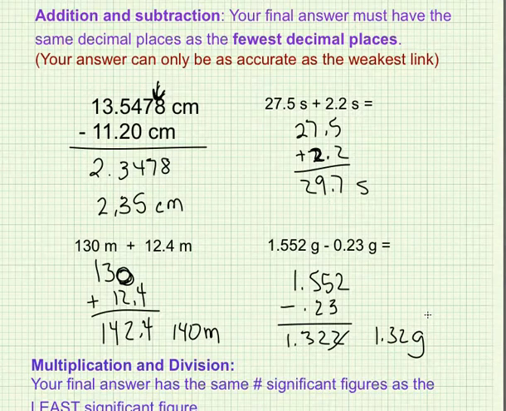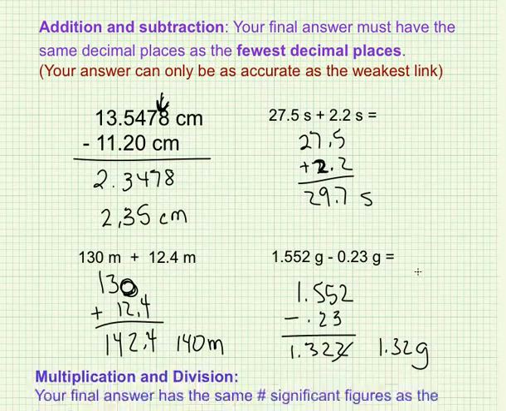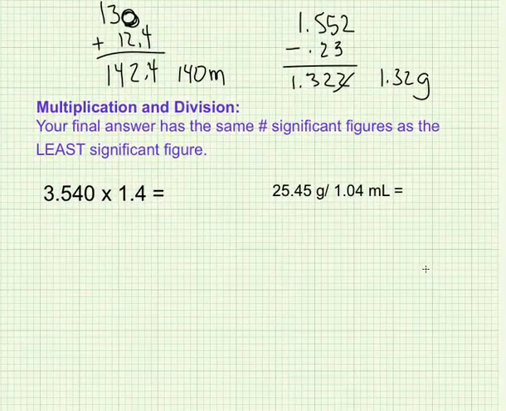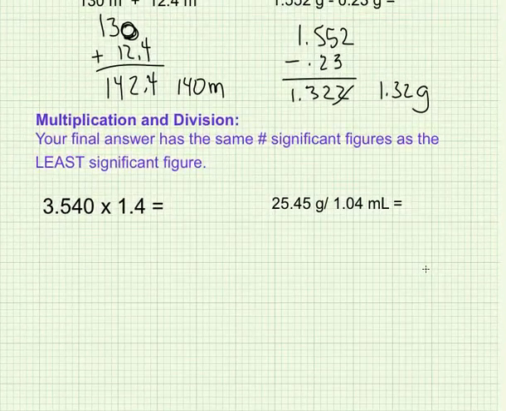All right, so that's adding and subtracting. Next, we go to multiplication and division, and this one's kind of nice because all you have to do is look at how many significant figures you have, and whichever number has the smaller number, that's the best your answer can be. So we've got this 3.540. How many significant figures are in this number? There are 4 significant figures. That 0 counts. And this other number has 2 significant figures.